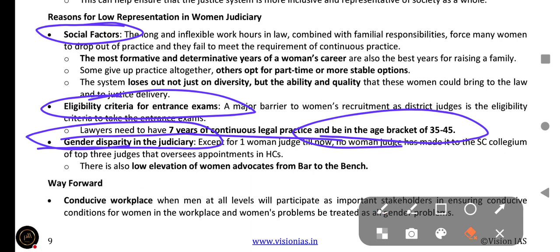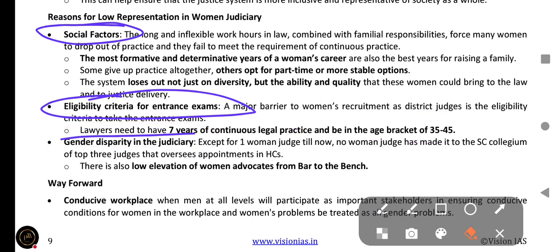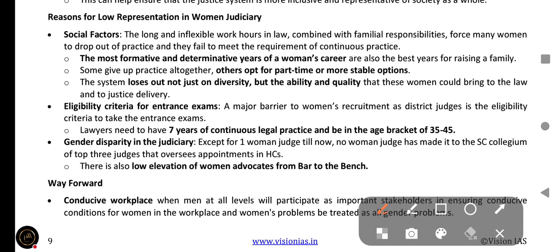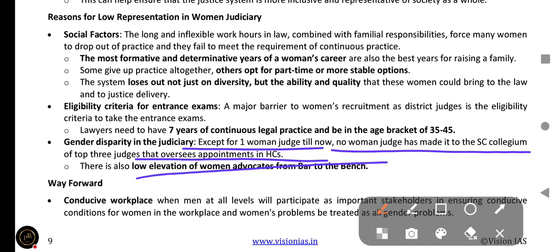Gender disparity in judiciary. Third reason is gender disparity in judiciary, because of male dominated judges in the court. In the Supreme Court, except for one woman judge, till now no woman judge has made it to the Supreme Court collegium of top 3 judges that oversees appointments in the High Court. There is also low elevation of women advocates from bar to the bench.